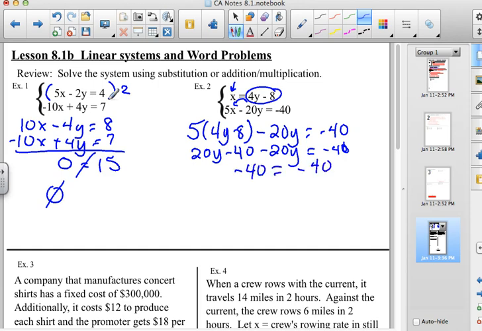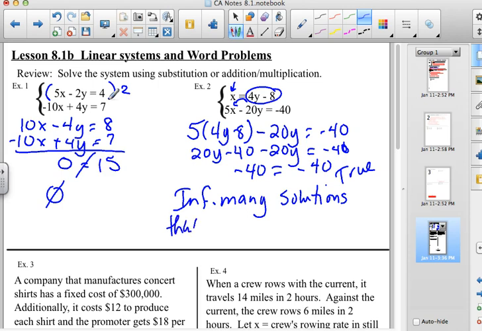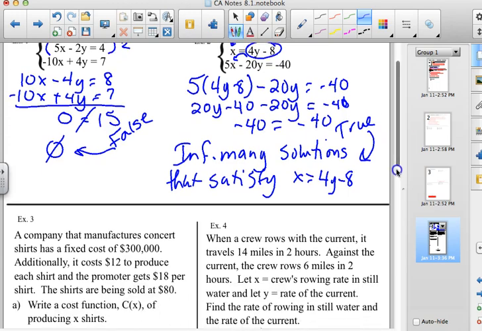Since that is true, we say there are infinitely many solutions that satisfy one of our equations, and the easiest equation is that first one. So we can say that satisfy x equals 4y minus 8. Okay? So if you get a false statement like we got over here, you get no solution. If you have a true statement, you get infinitely many solutions.